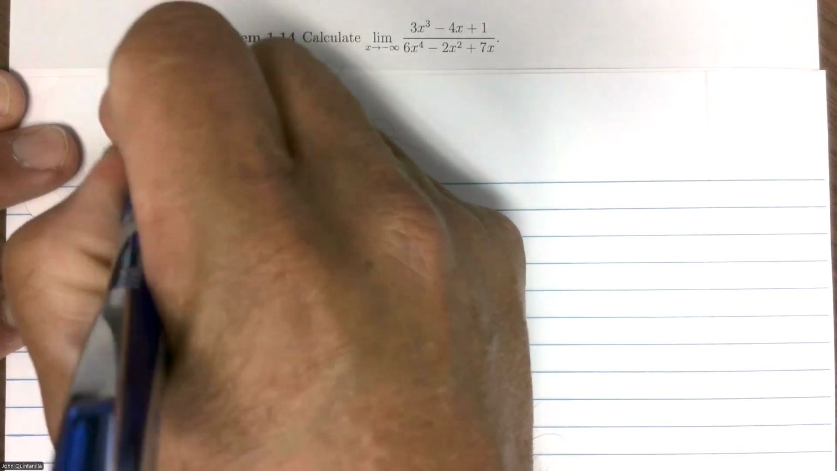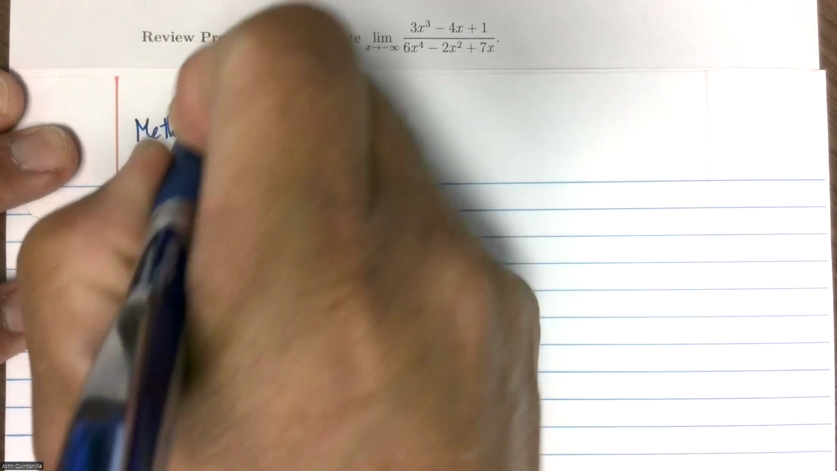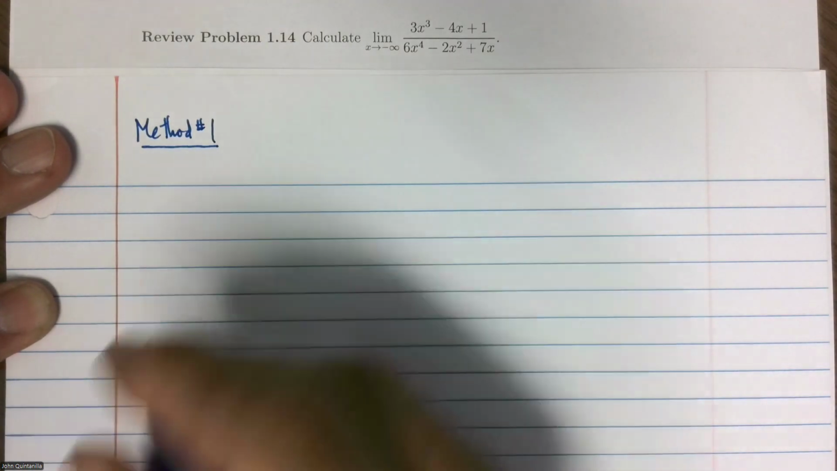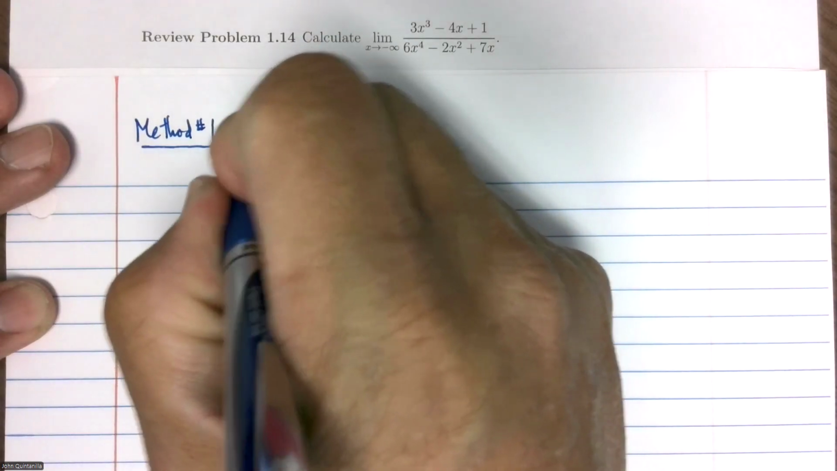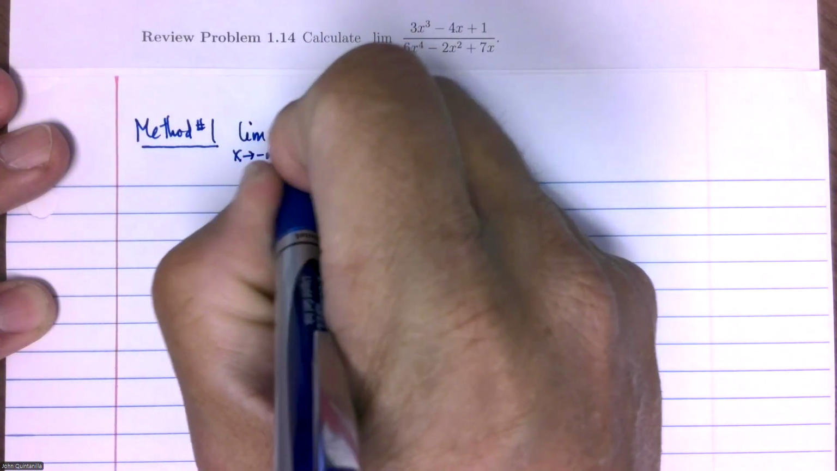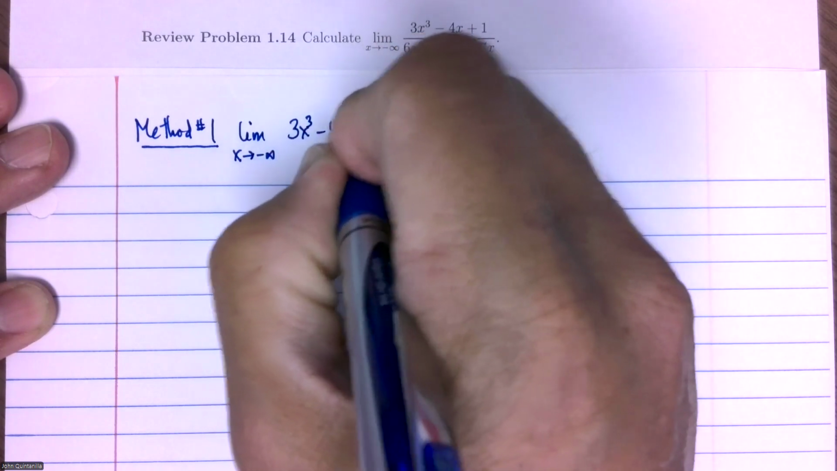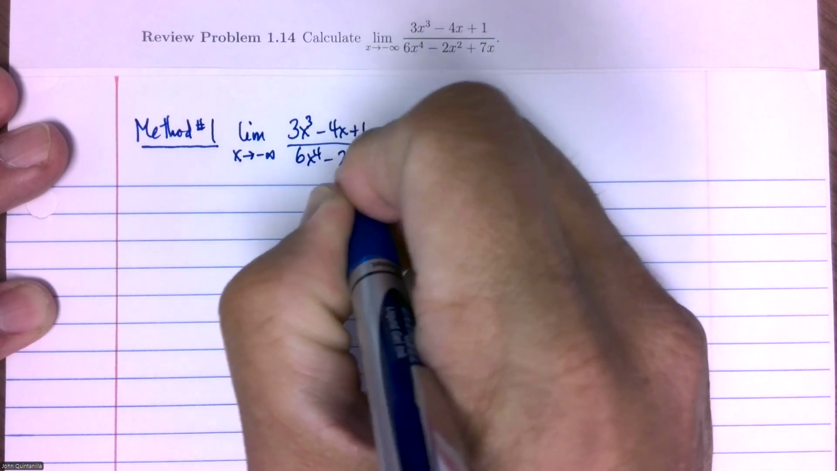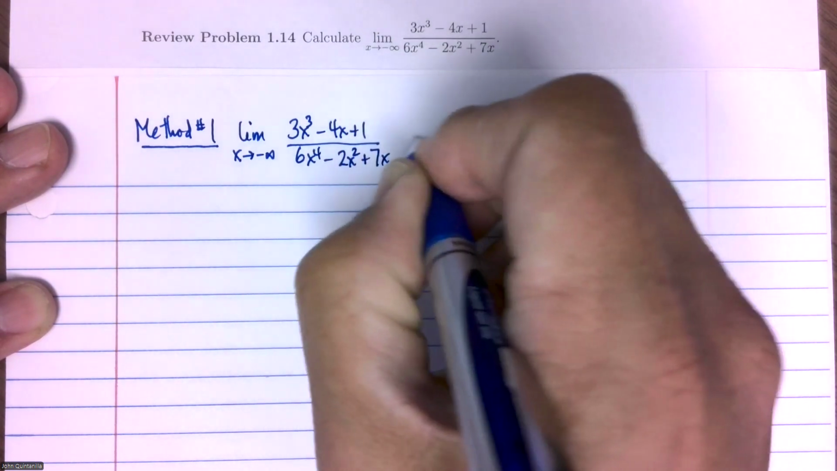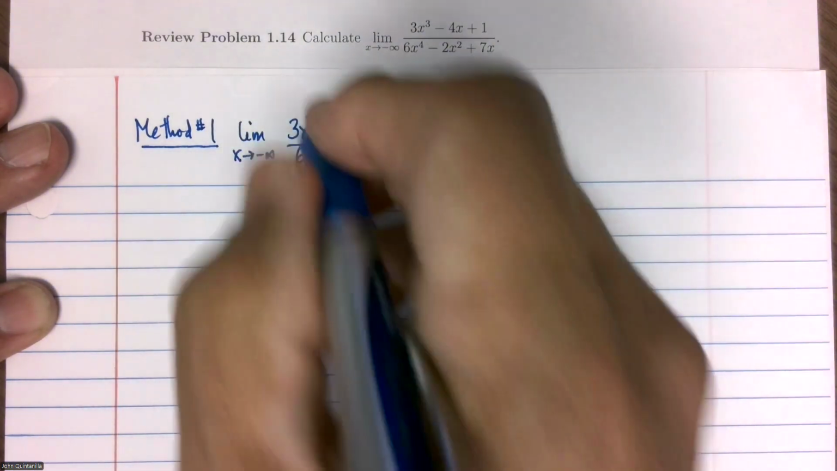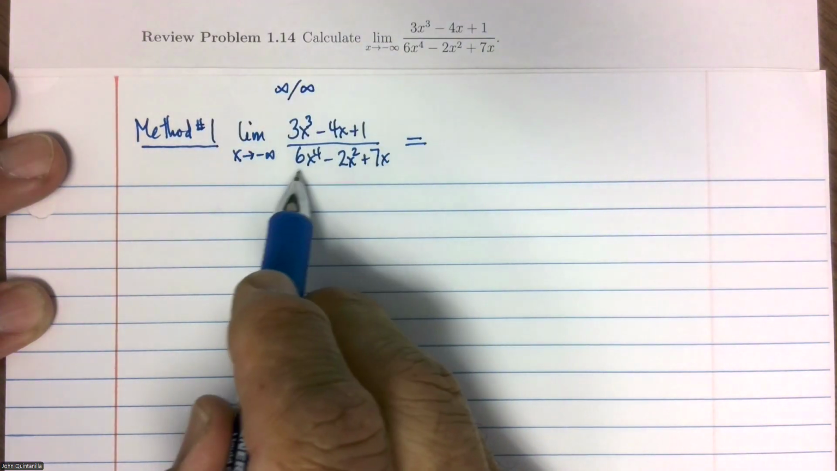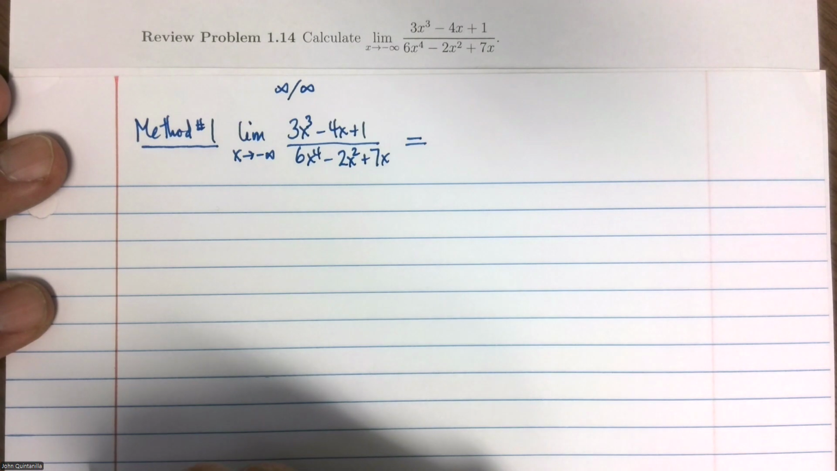All right, so method number one, and I'm just going to say ahead of time, this is going to be the long way, is to use L'Hopital's rule. So the limit as x goes to negative infinity of 3x cubed minus 4x plus 1 over 6x to the fourth minus 2x squared plus 7x. All right, now the form of this is infinity over infinity. If I plug in infinity, both the top and the bottom explode.